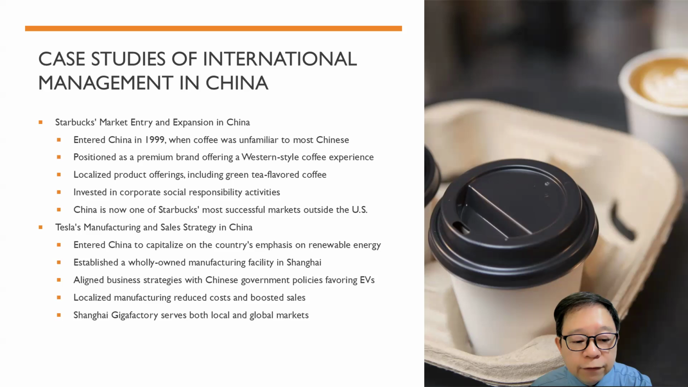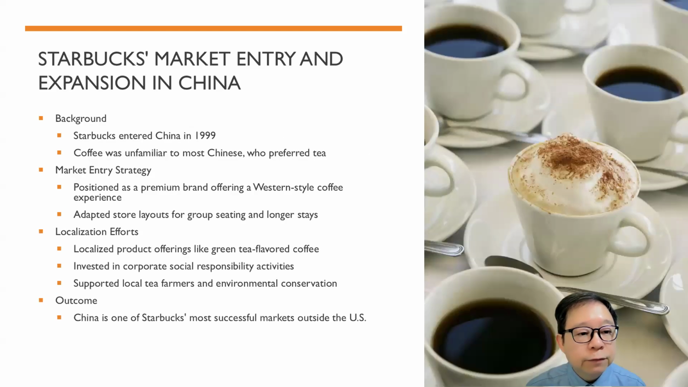And you localize the manufacturing to reduce the cost, instead of manufacturing in the USA and sending to China, right? So the Tesla EVs in China are all manufactured locally. Manufacturing locally reduces the cost and boosts the sales. The Shanghai factory is huge. Tesla calls it a Gigafactory. It serves both the local and the global market. This is why Tesla is very successful.